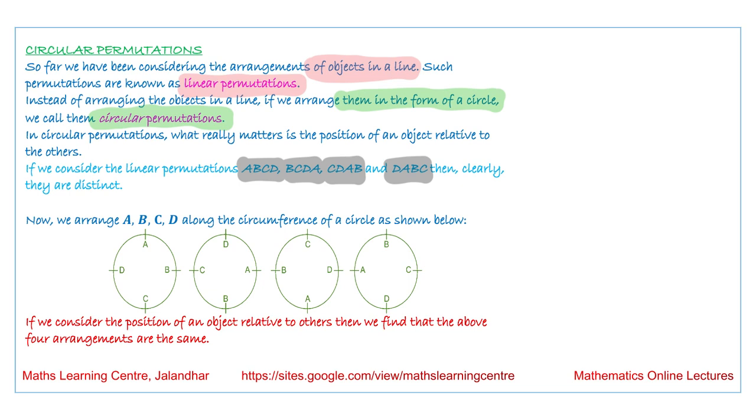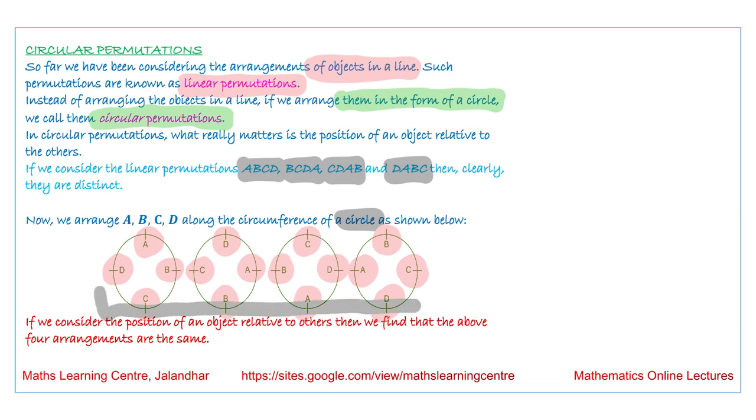distinct. But in the case of circular permutations, where we are arranging them on a circle, we can see it is A, B, C, D. This next is A, B, C, D. Next is A, B, C, D. This next is A, B, C, D. So all these four are representing the same kind of arrangement. All these four are representing the same arrangement when we are arranging these objects A, B, C, D along the circumference of a circle.